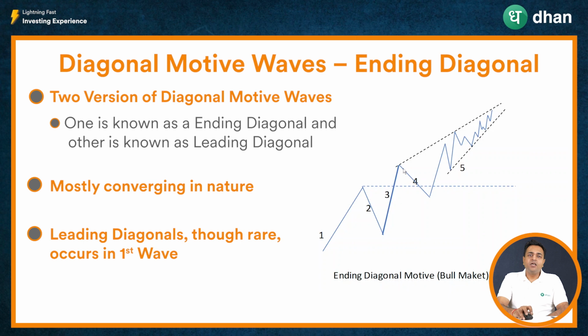So to summarize, in case of an ending diagonal wave, you will see a converging pattern occurring in the wave number 5 or the end wave of the motive wave cycle. It is often spotted when the third wave is quite steep and there is a huge momentum in the third wave. And finally, it is mostly converging in nature. And if this happens in the first wave, then we call this a leading diagonal wave. Leading waves are not very common and very rarely seen, whereas ending waves are the most common forms of diagonal wave.